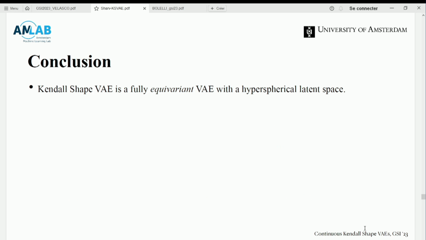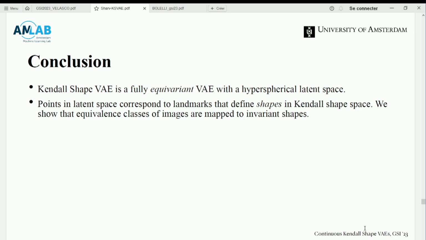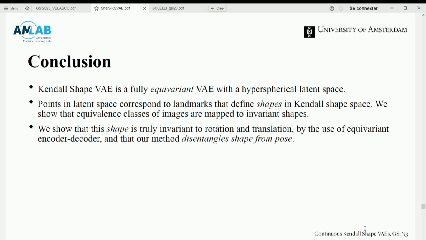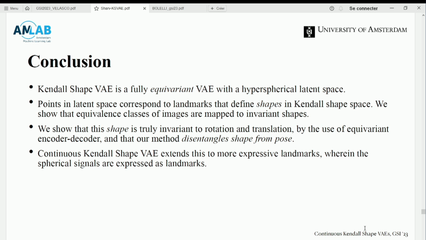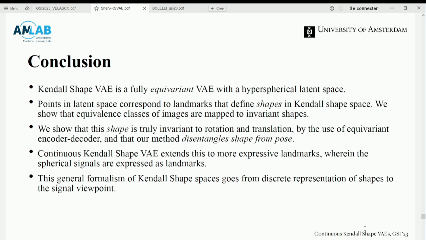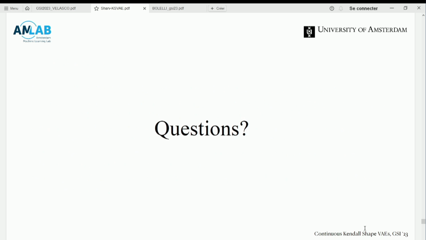All right, so in conclusion, we have a fully equivariant VAE. We have points in latent space that correspond to landmarks, and that defines the shape. We show that this shape can be truly invariant to rotation and translation. And then the continuous part extends to more expressive landmarks, wherein spherical signals are expressed as landmarks. And this general formalism of Kendall shape spaces takes us from discrete representations to a signal viewpoint. That's it.